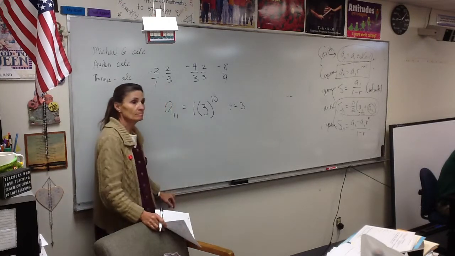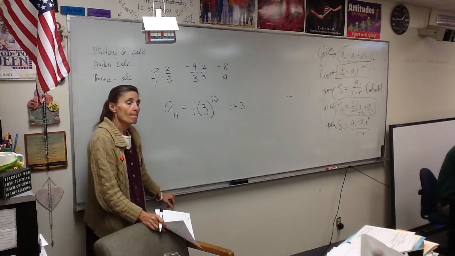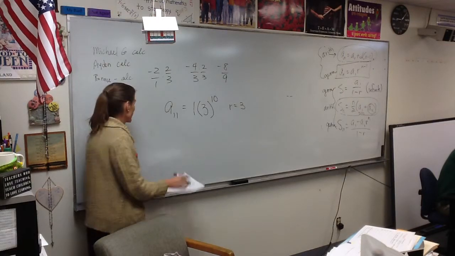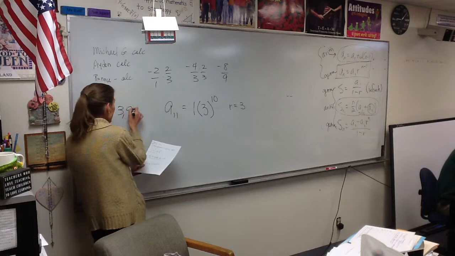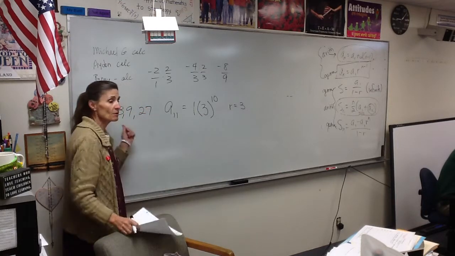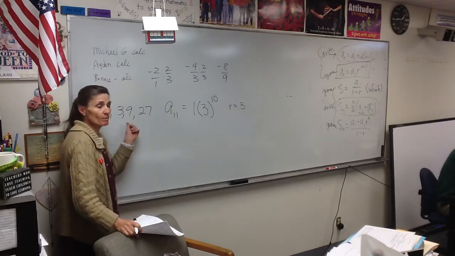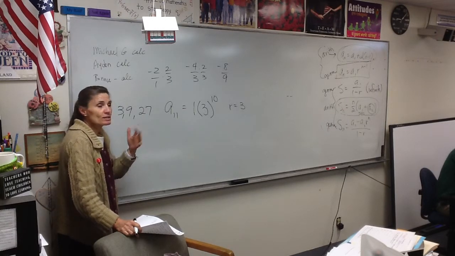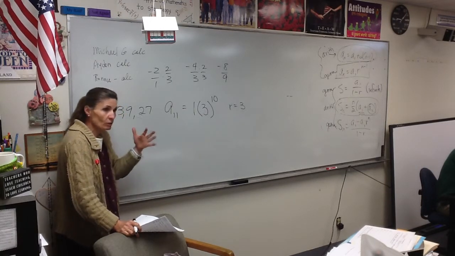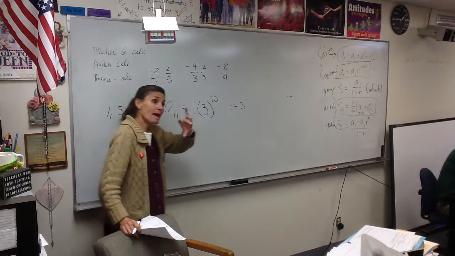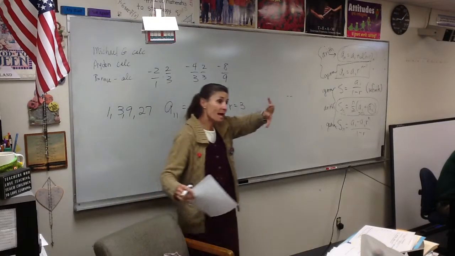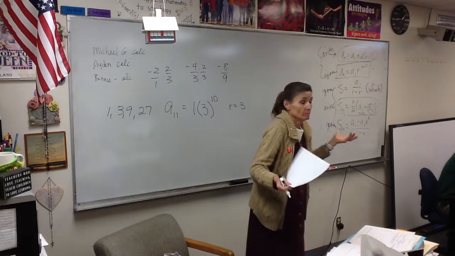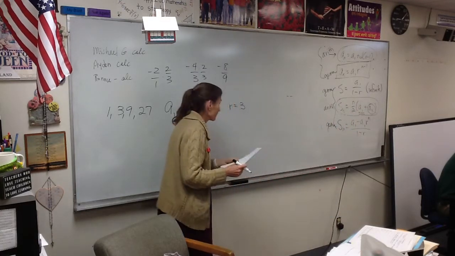Maya. Okay. How do you know the ratio is 3? Look at your sequence of numbers. You're going 1, 3, 9, 27. Maya, you just have to figure out, how am I getting from term to term? I'm multiplying by 3. And you just have to figure that out. So just spend a minute looking at it. You're either going to be adding the same number or you're going to be multiplying by the same number. You've got to figure out which one it is.